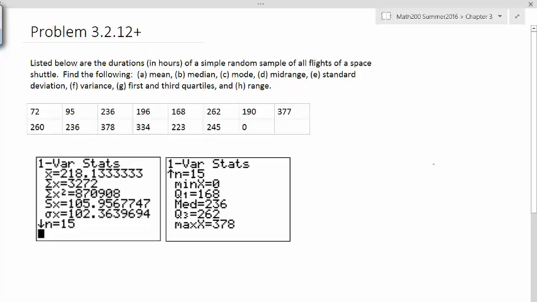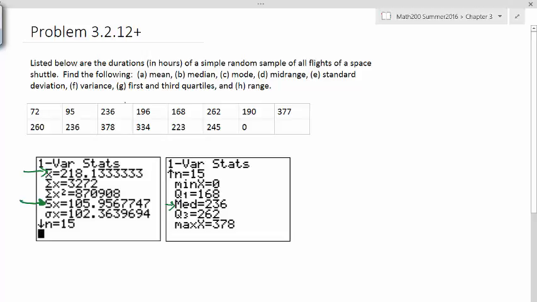So here we have a couple of screenshots from our calculator that describe our output, and we're looking for the mean, median, mode. Let's just go through the list and see what we have here. We have the mean, that's x bar. The median is actually here. The mode is not here, so we'll have to find that differently. The mid-range we'll have to find. The standard deviation, we're going to assume that this is a sample, and so the standard deviation for the sample is S. We have the variance.